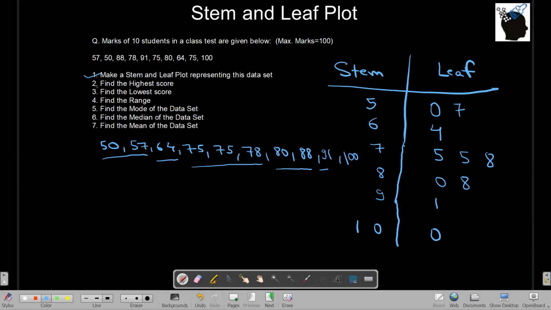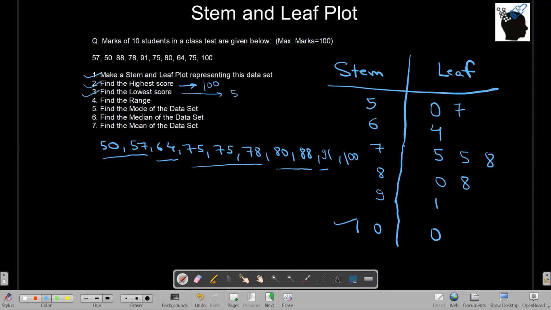The second one is we have to find the highest score. So I'll quickly scan through this. I can easily make out that 100 is the highest number. So this becomes 100 for me. Then find the lowest score. Lowest score is 50 for me.